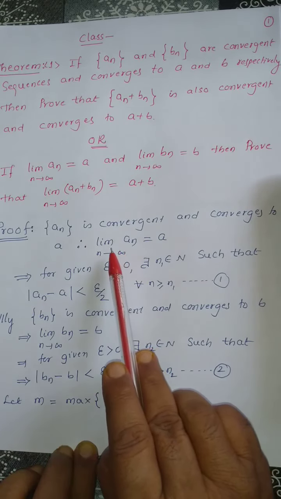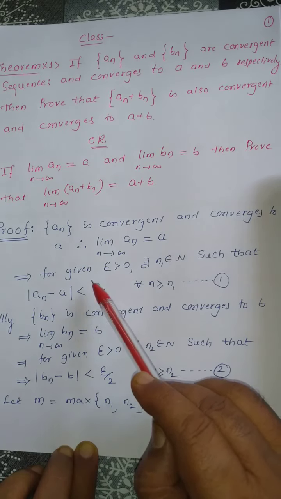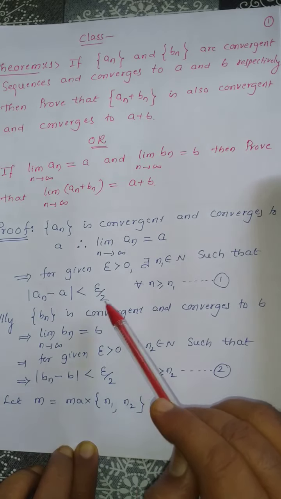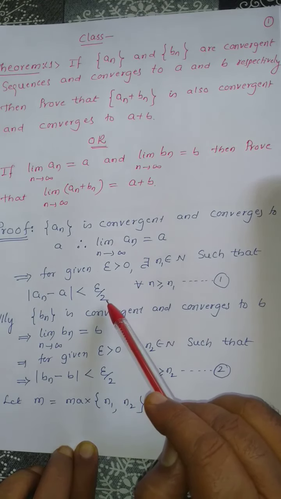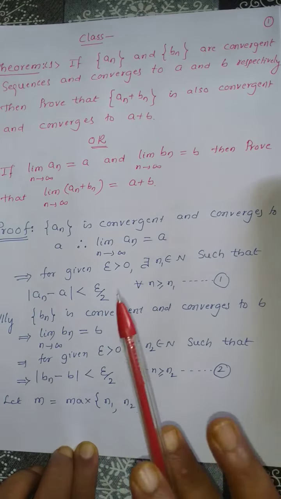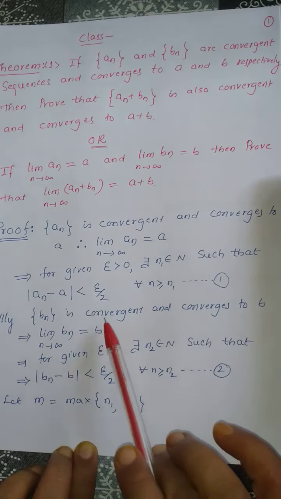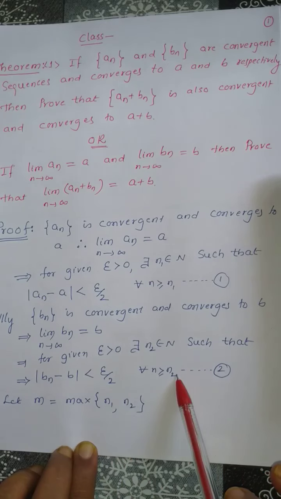You are free to select epsilon by 3, epsilon by 4, epsilon by 8, or epsilon by any number. Epsilon itself is a small number, and epsilon by 2 is still a smaller number. Therefore, you are free to choose. I have chosen epsilon by 2 just to get the final answer epsilon. Now bn is also convergent and converges to b, the limit of bn as n tends to infinity equals b. Again, for given epsilon, there exists n2 such that the modulus of bn minus b is less than epsilon by 2 for all n greater than or equal to n2.